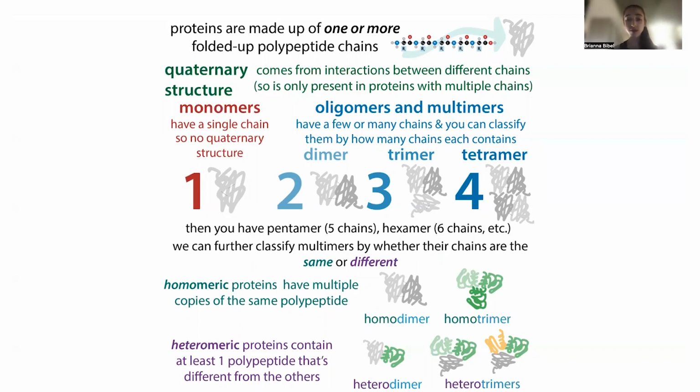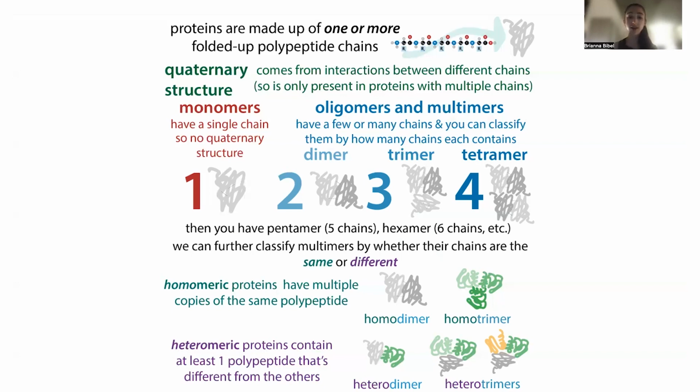Oligo means few, so an oligomer would have just a few subunits. A multimer can have many. And we can classify them based on how many chains they contain. So a dimer has 2 chains, a trimer has 3 chains, and a tetramer has 4 chains. Then you get things like pentamer, 5, hexamer, 6, etc.